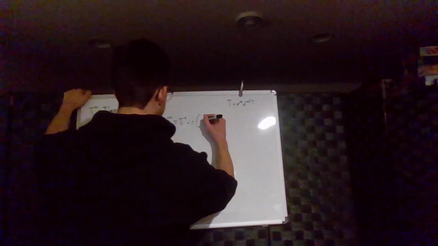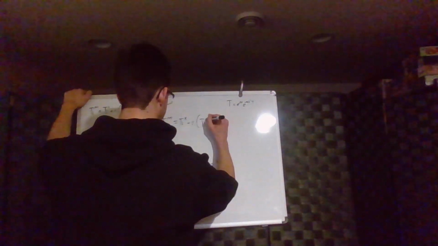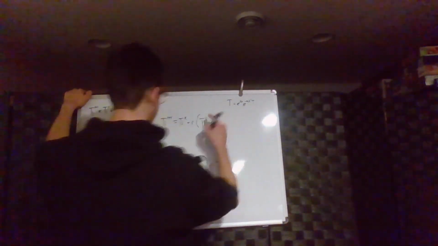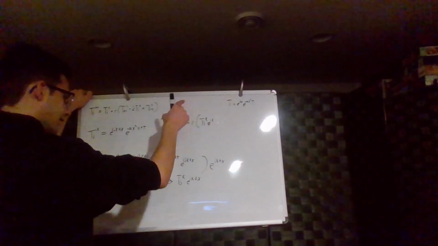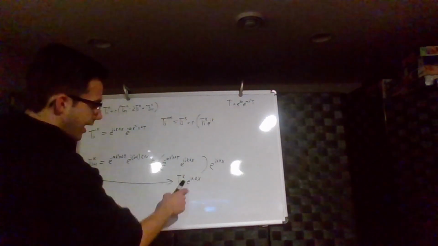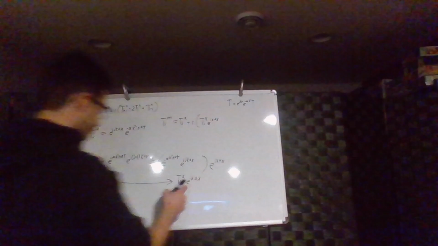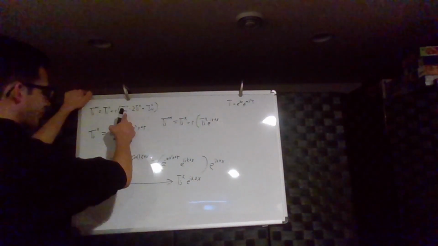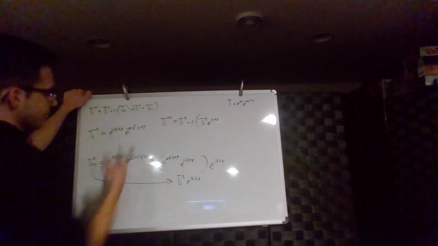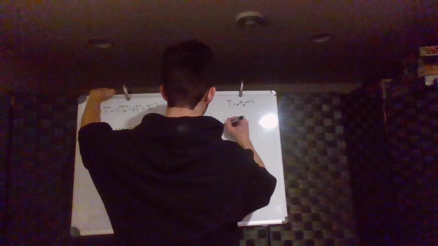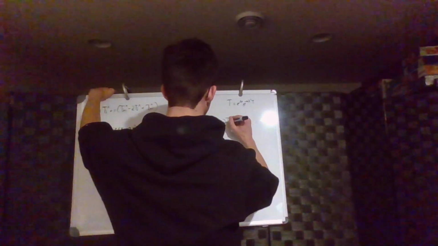Let's just call that Tj to the k. We have to multiply our Tj to the k times e to the ik delta x, because this is our plus 1 position. Now minus 2 times our Tj to the n. Well, we're just going to do the same thing for that: minus 2 times our Tj to the k.